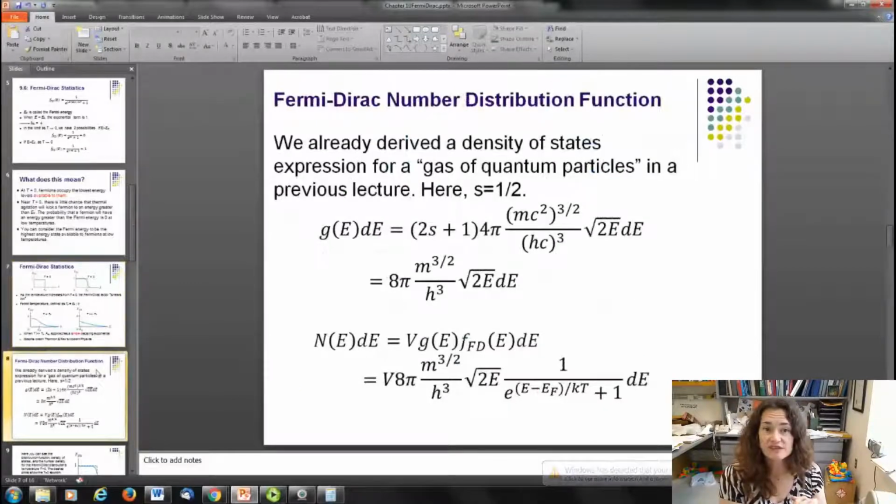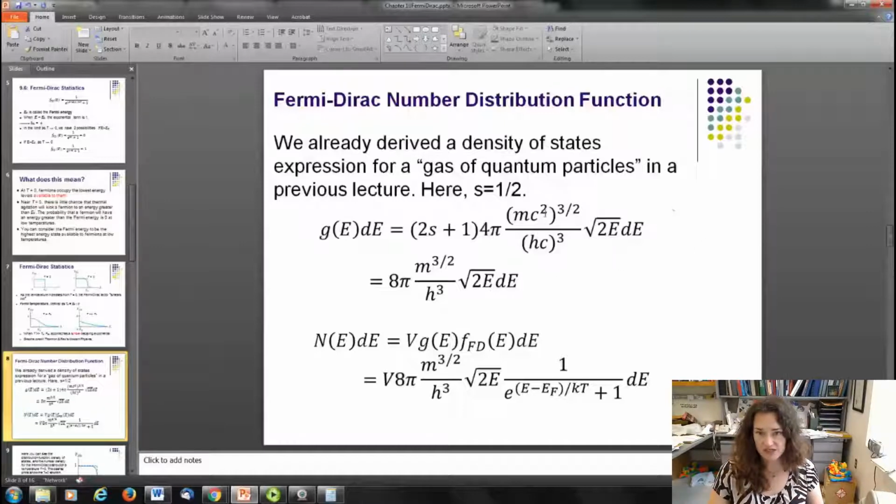Now, in a previous lecture, we already derived an expression for the density of states, for our gas of quantum particles. Just to remind you, here's what that was: (2s plus 1) times 4 pi (mc squared) to the 3/2 power over (hc) cubed times the square root of 2E dE. That was our density of states.